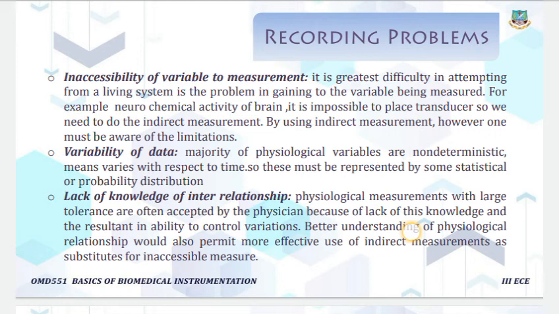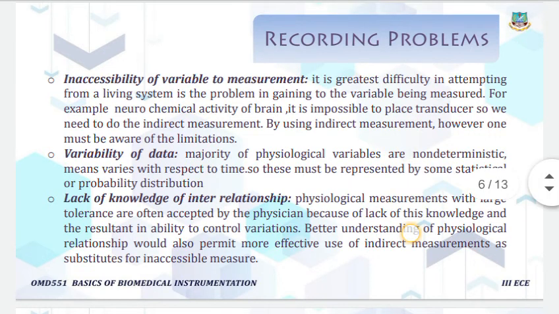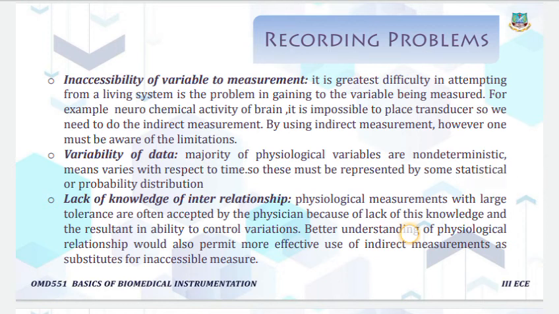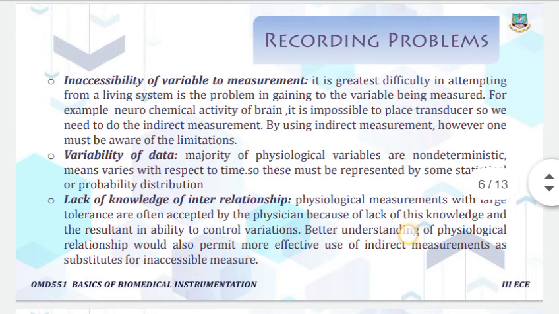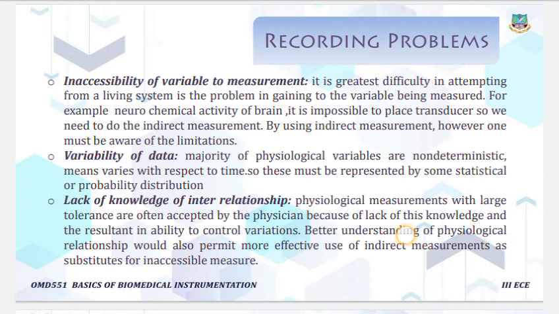For example, the neurochemical activity of the brain. It is not possible to place the transducer there. What is a transducer? It converts this ionic current to electric current. So we need to do an indirect measurement.